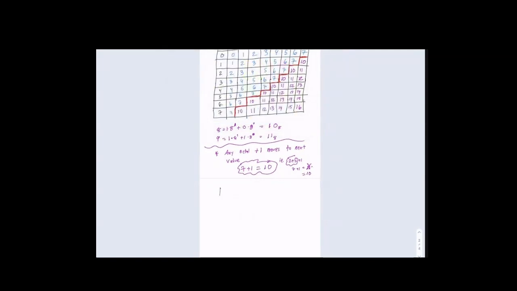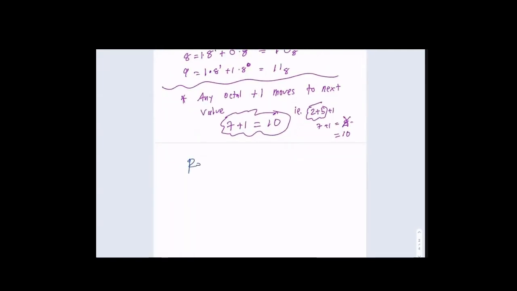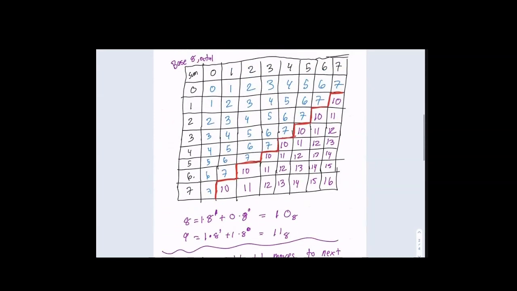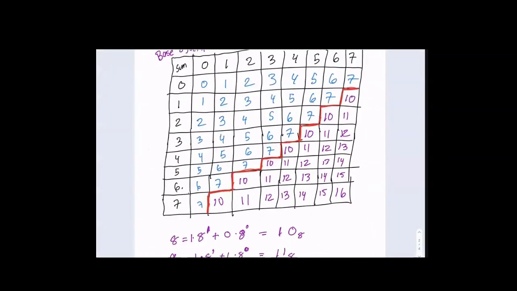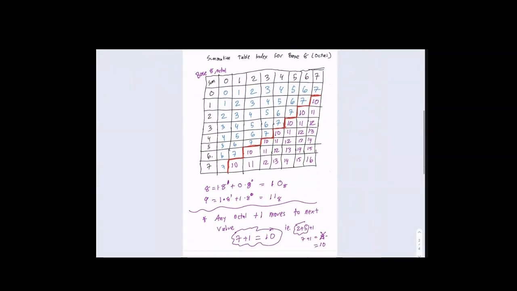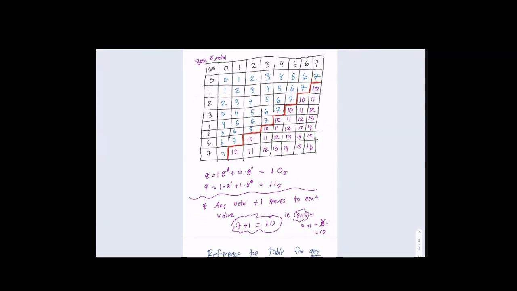So the biggest thing here is that we need to reference the table for any addition sums greater than 7. So the reality here in this table is all we need is this purple part on the right. That's the only thing that you're going to have to reference in tomorrow's work or in today's homework and work. Okay?